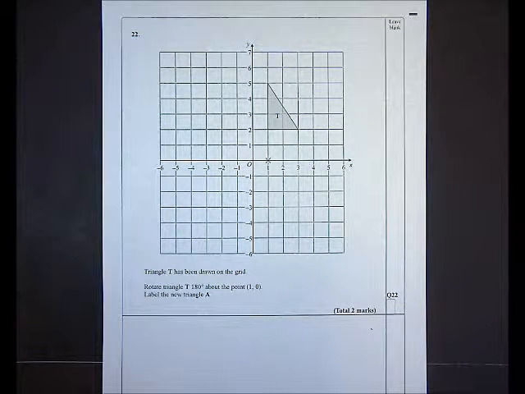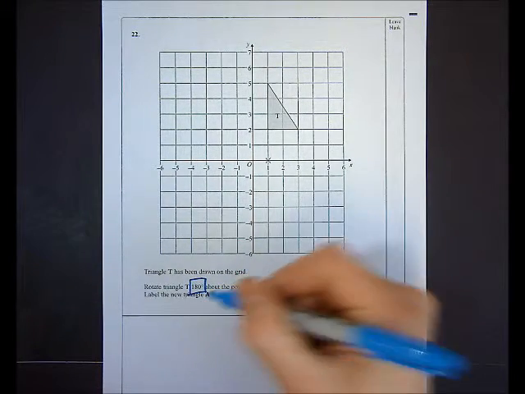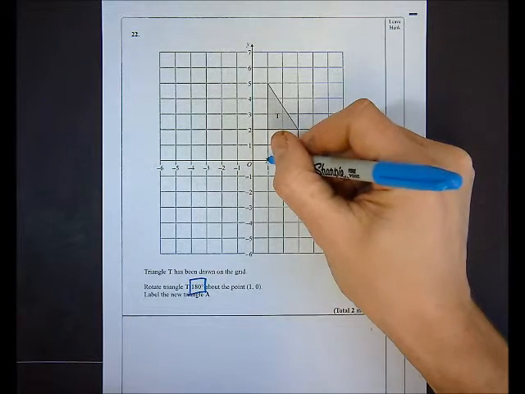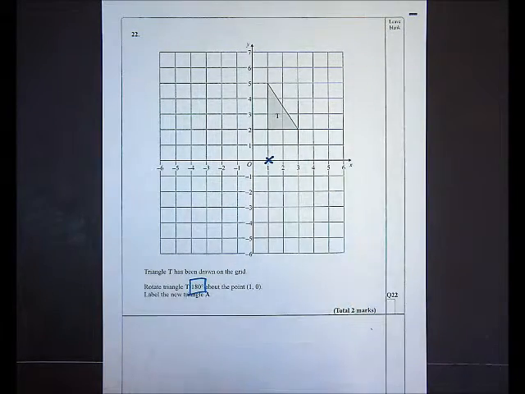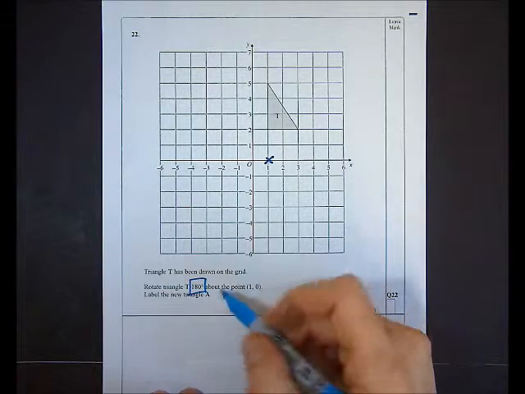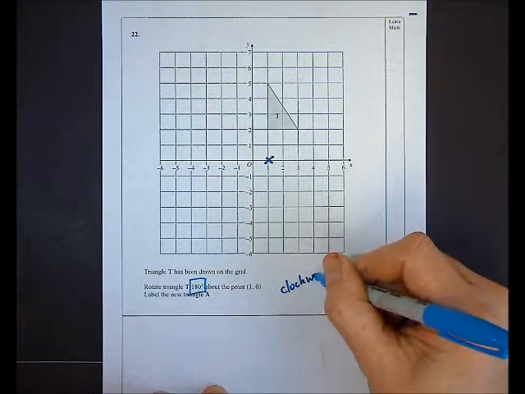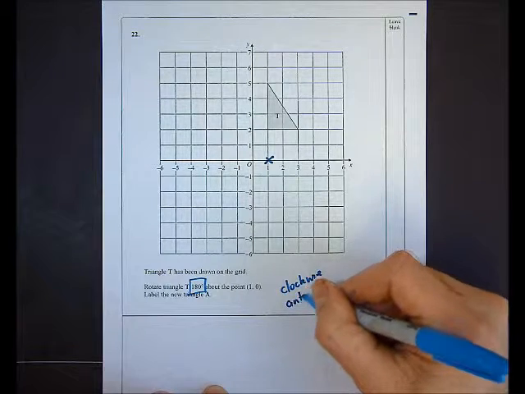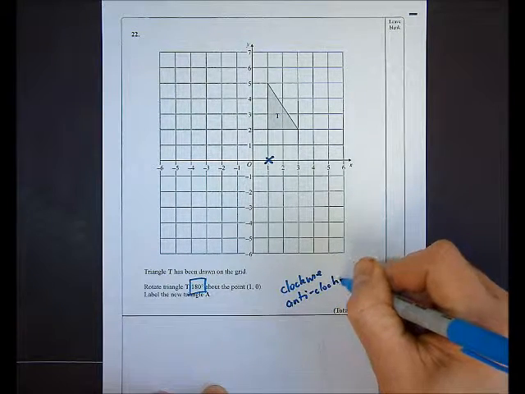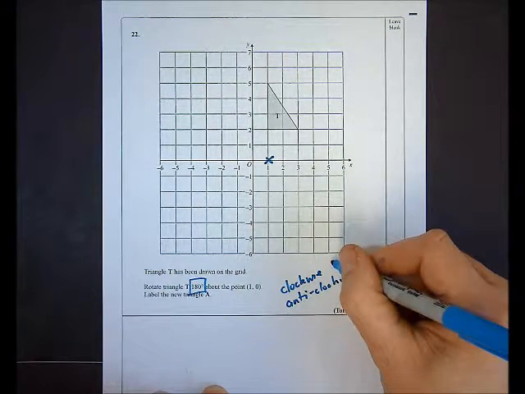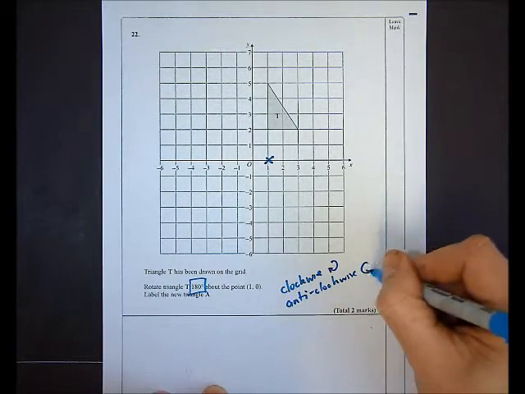In question 22, I'm given a triangle T on a coordinate grid, and I'm asked to rotate it 180 degrees about the point (1, 0). So I'm going to mark (1, 0) on. They've already done it for me. It's just there. Now, it doesn't give me a direction because I'm going 180 degrees, but normally, if it was anything other than 180 degrees, you'd have a direction, either anti-clockwise or clockwise. And it's important that you go the right way, this one being clockwise, and this one being anti-clockwise.